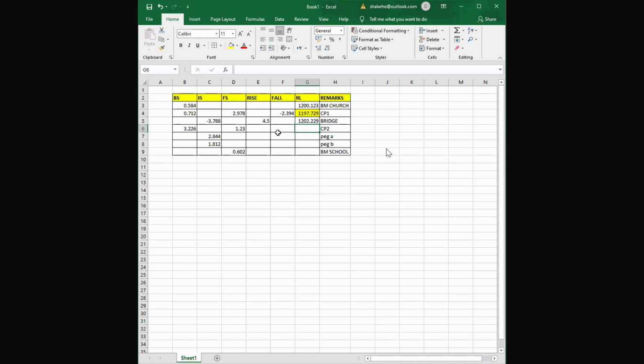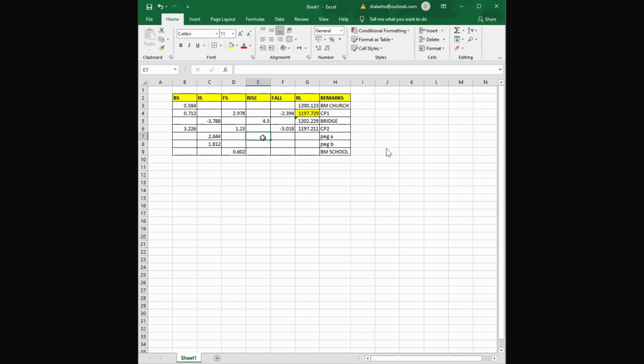Okay. So now if we go to CP2, we shall have a minus. That means we have a fall. So we shall have this minus this, and then that we shall add on to the reduced level of the bridge. So that will be the reduced level of CP2. Cassidy, please confirm. Yes, that's the one.